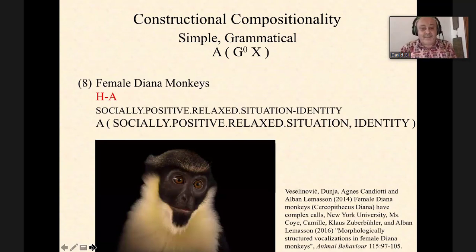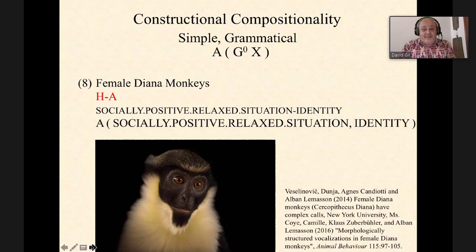And we have something similar described for female Diana monkeys. They have several calls, one of which is represented as H, the other as A. As described by the authors, H represents a socially positive, relaxed situation. The A is actually a call that is unique to each individual. I put them together, and what you get is just a sum of the two meanings.